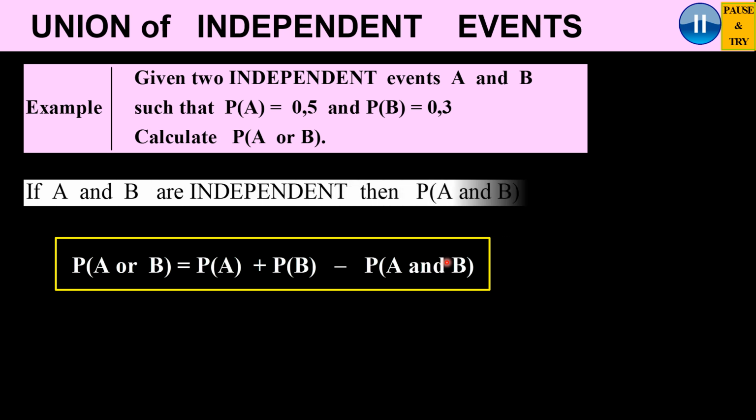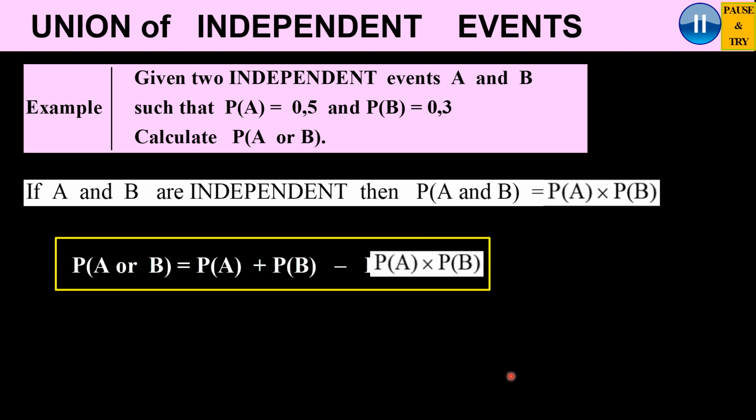But before we do that, let's note, if A and B are independent events, then we know the probability of A and B is equal to the probability of A times the probability of B. So we'll replace the probability of A and B in my formula with the probability of A times the probability of B. Now let's do the substitution.